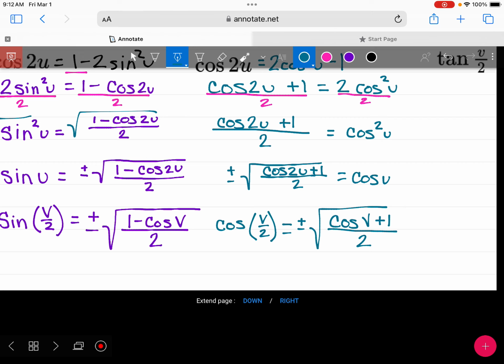So we're using the double angles to find out what our formulas would be for a half angle. This is where they come from.